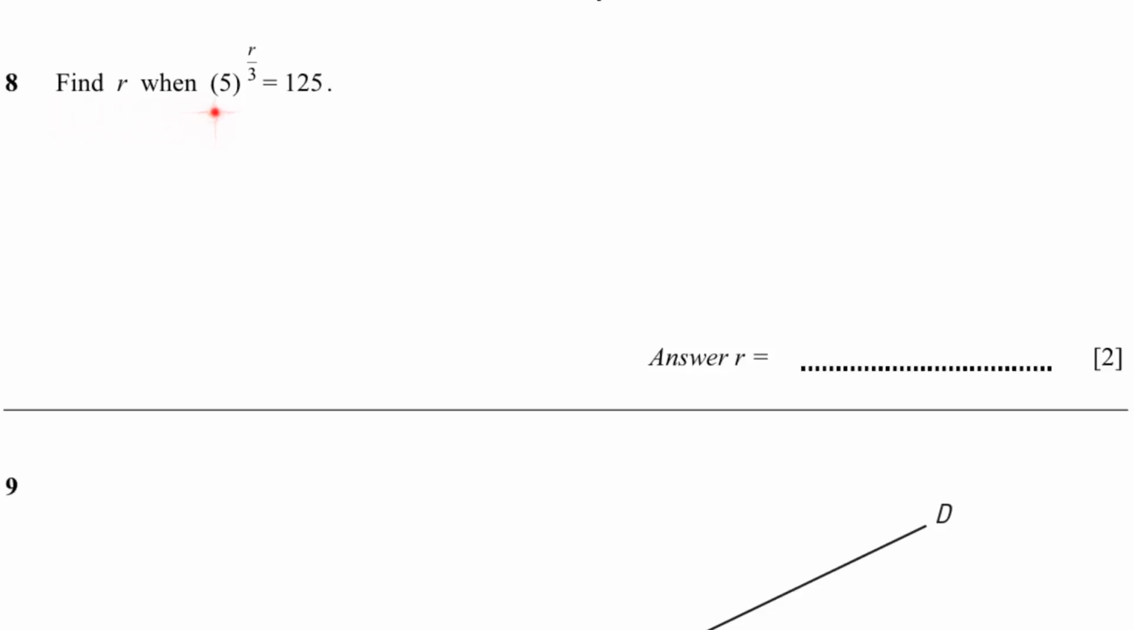Find r when 5 to the power of r over 3 is equal to 125. When you have a question like that, you see that the base here is 5 and we have 125. See what power of 5 will give you 125. So 5 to the power of r over 3 is equal to 5 to the power of 3. Because the base is the same, they get cancelled. So you will get r over 3 is equal to 3. r is equal to 3 times 3, 9. 9 is your answer.